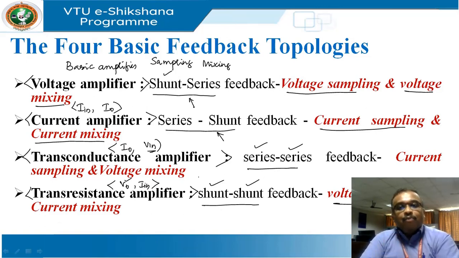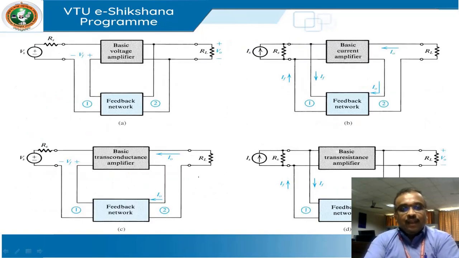So this is how the four topologies get their existence in the basic amplifier. Depending on what kind of basic amplifier we have got, we are going to choose a particular kind of feedback network, and the names are given in this way. I hope you are okay with this. The next slide will give you a much more elaborate and better understanding of the four different types.